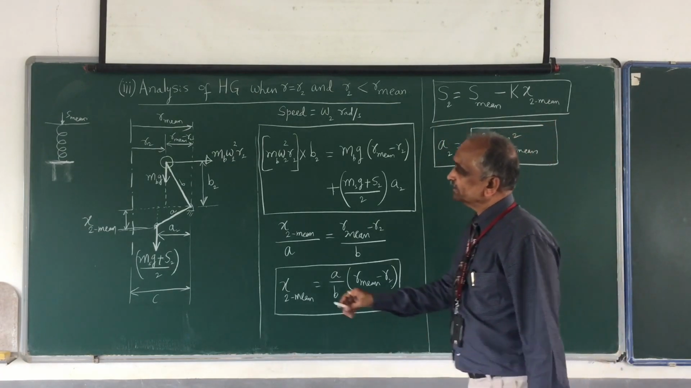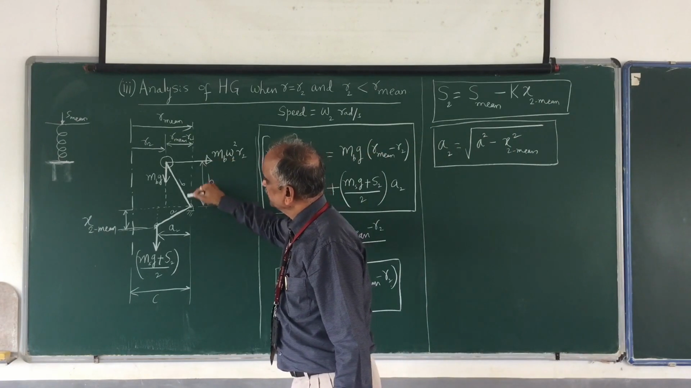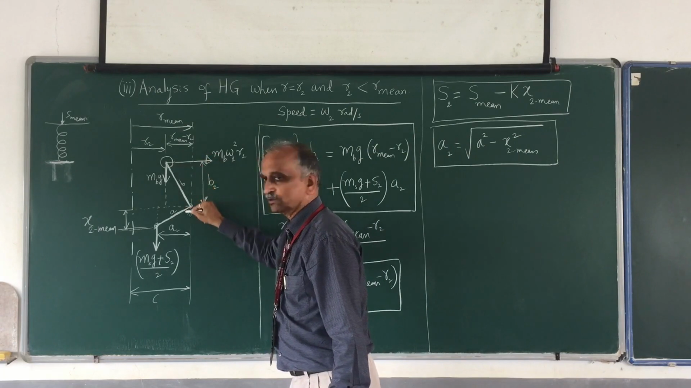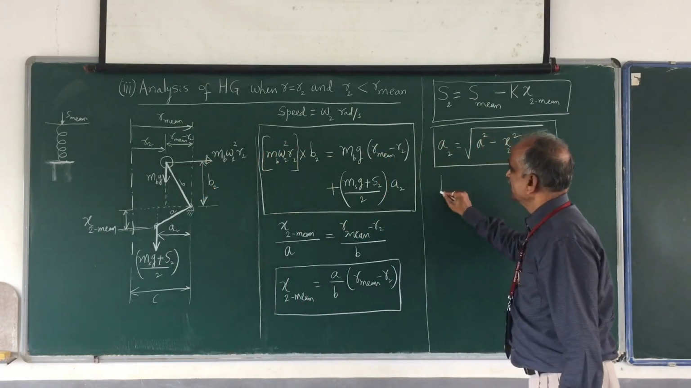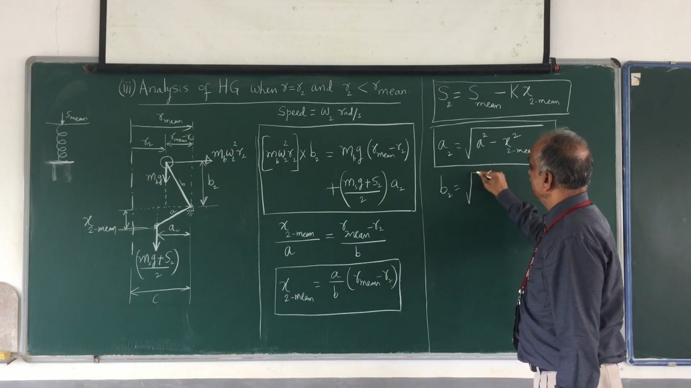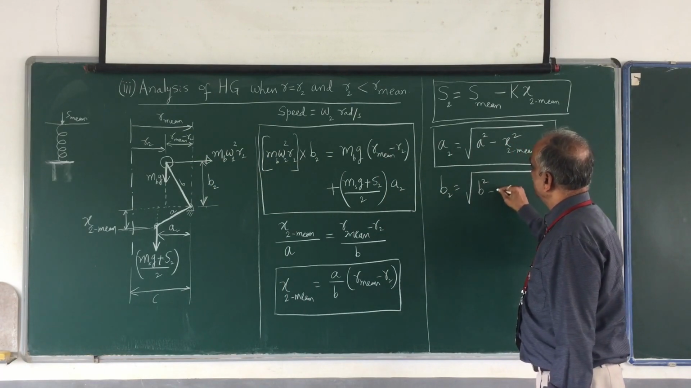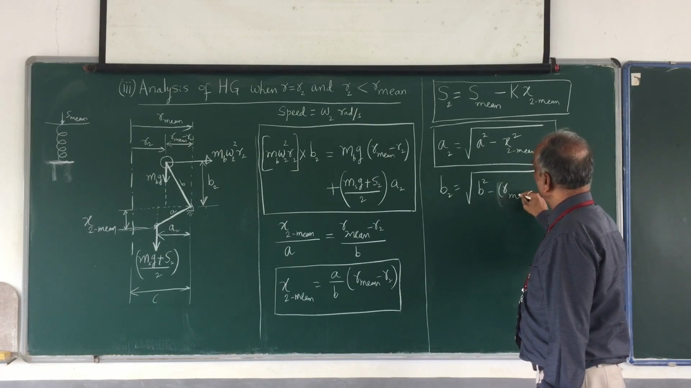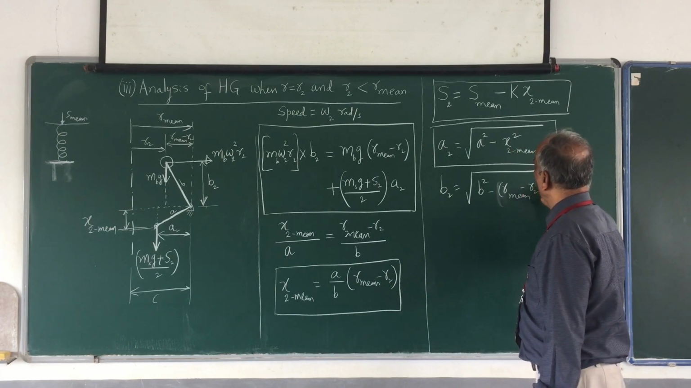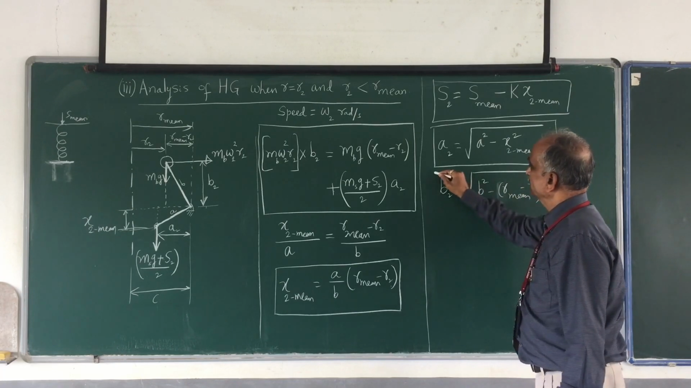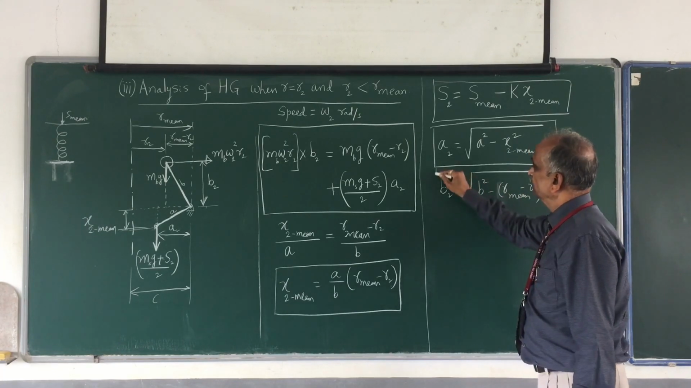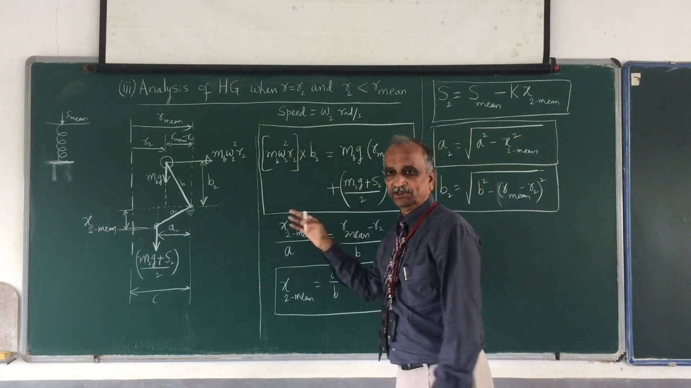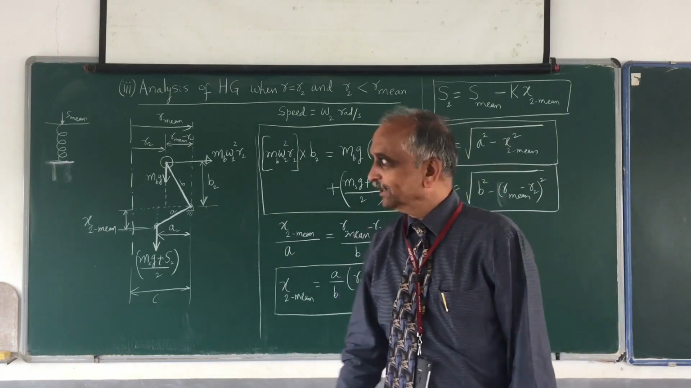And on the same lines, if I want B2, this distance, this is nothing but this square plus this square is equal to this square. Therefore, B2 I can write as B2 is equal to the square root of B square minus R mean minus R2 whole square. This is nothing but B2. So you can find the value of B2 from this, substitute here, and you can easily find the unknown.